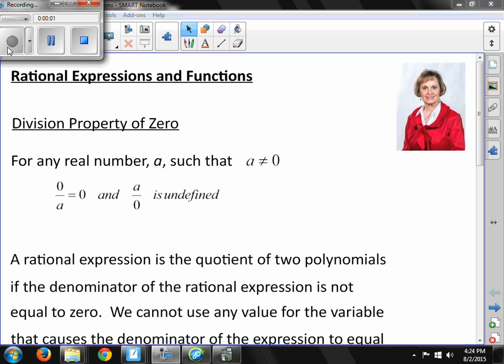Hi, I'm Jo Karen Hudson. In this video, we're going to talk about rational expressions and functions. Let's first start with the division property of 0.